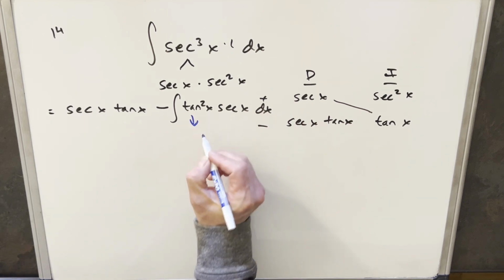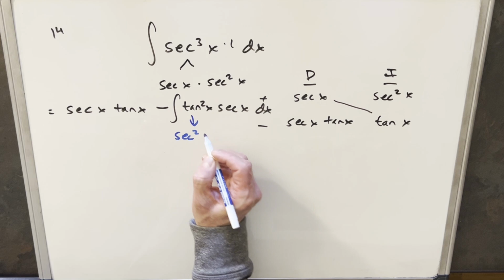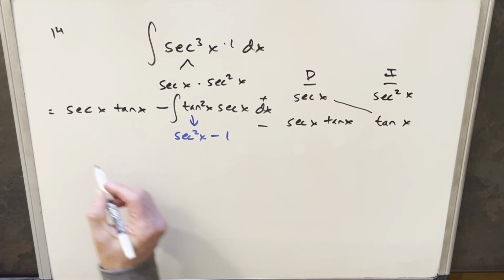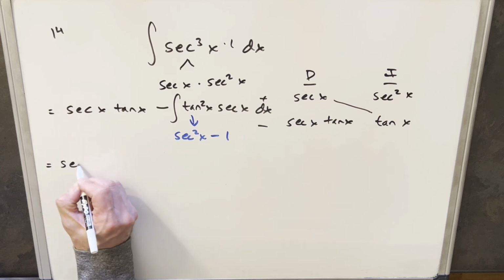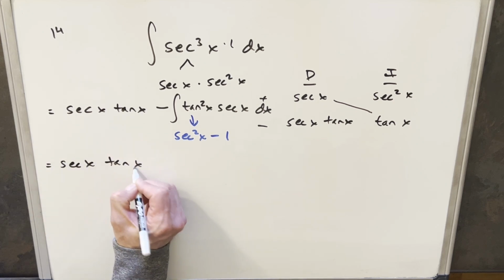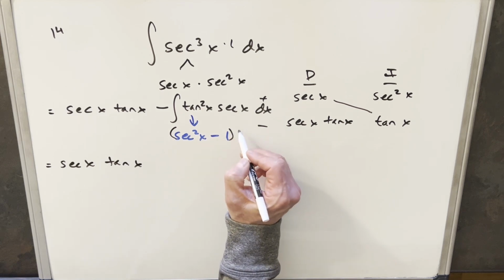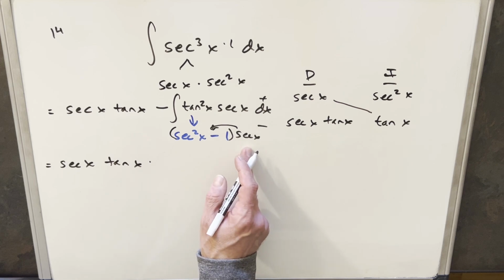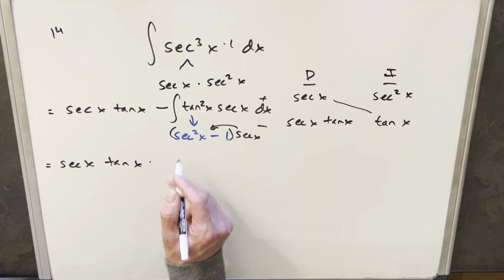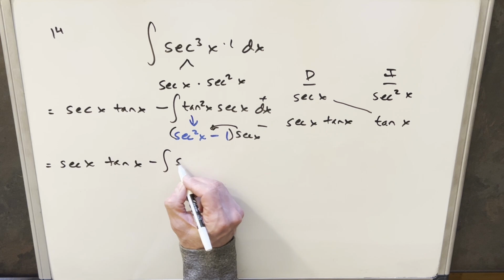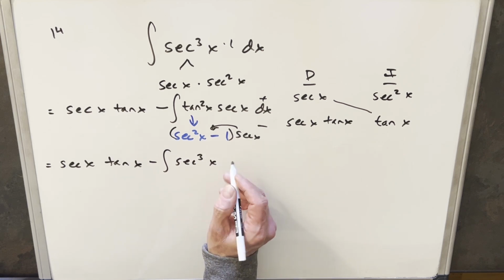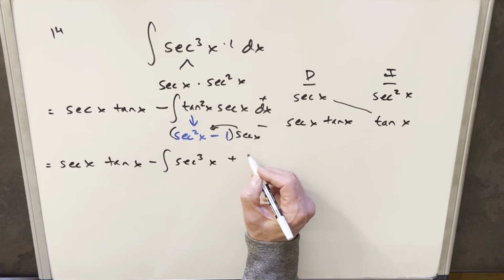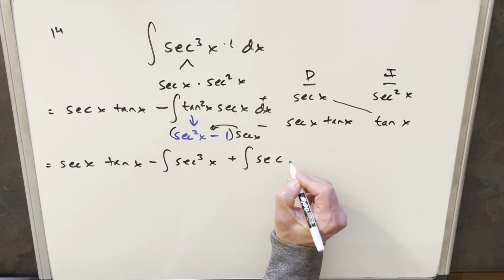Now for tan squared x, I want to use the identity: this is the same thing as secant squared x minus 1. So let's copy down the first part and keep going. I have secant x tan x. Then I want to distribute this secant x in here, so we can split it into two integrals. For the first one, we have minus the integral of secant cubed x. Then minus secant x with the minus in front gives me plus the integral of secant x.